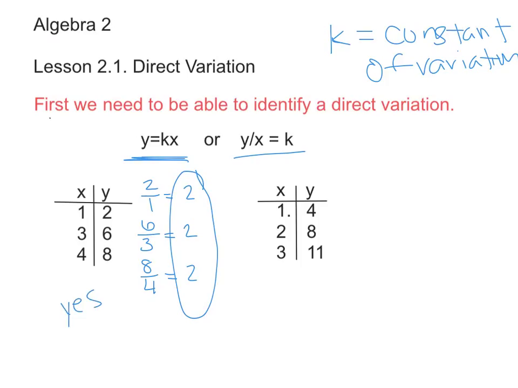And then what we're going to do is plug that value in for k. So the equation is y equals 2x, since our constant of variation was 2.